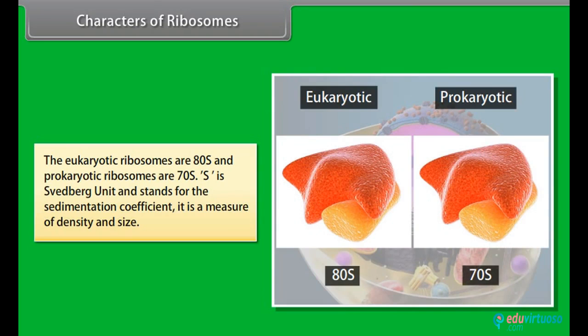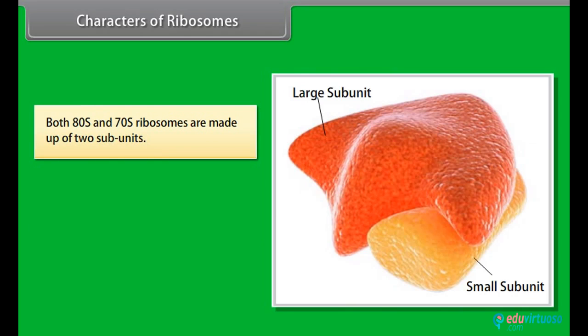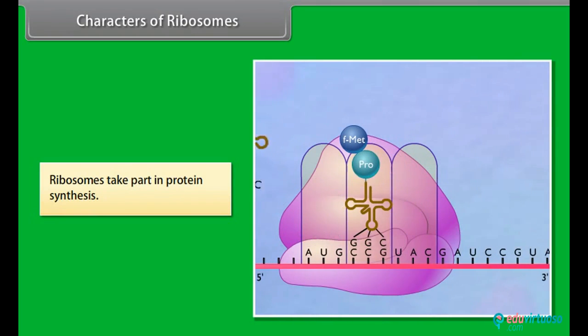S is the Svedberg unit and stands for the sedimentation coefficient. It is a measure of density and size. Both 80S and 70S ribosomes are made up of two subunits. Ribosomes are also attached to the outer membrane of the endoplasmic reticulum. Ribosomes take part in protein synthesis.